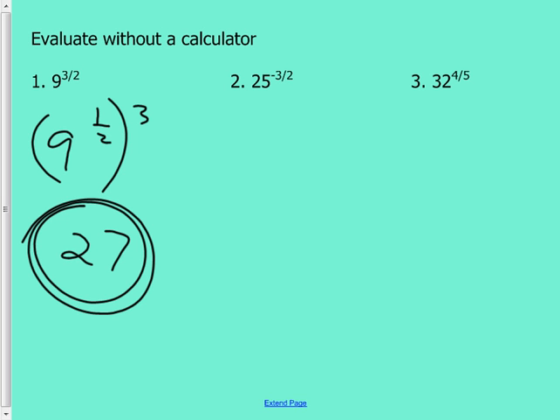This one's got 3 parts. I hope you guys know how to do the 3 part. You go 25. Who knows what to put first? To the 1/2. I said make it smaller before you make it bigger. So that's making it smaller. Now 25 to the 1/2 would be 5.